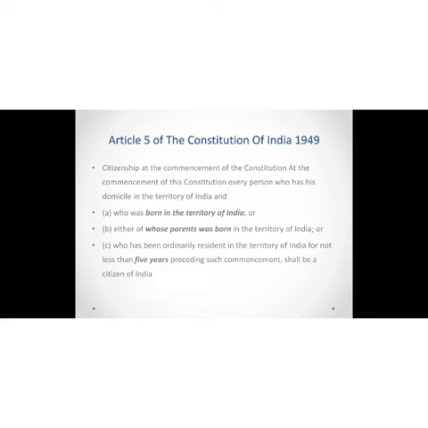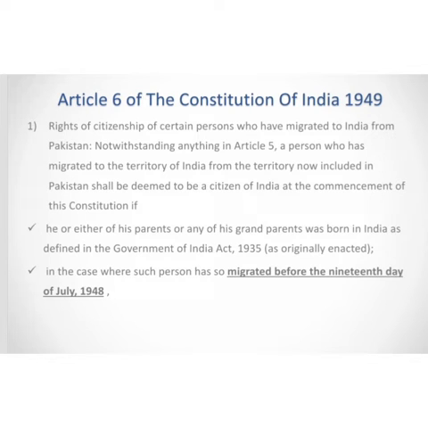This is very important. Article 5 stipulates a few conditions. First, the person should be domiciled in this country. Next, he should have been born in this country, or either of his parents should have been born in this country. And he should have been resident for at least a period of 5 years prior to the commencement of the Constitution. This is very important. And then we go to Articles 6 and 7. Articles 6 and 7 are known as confusing, but please don't get confused because they are quite related to one another.